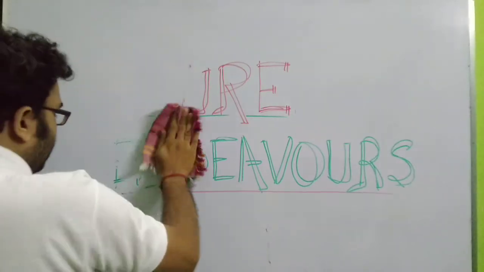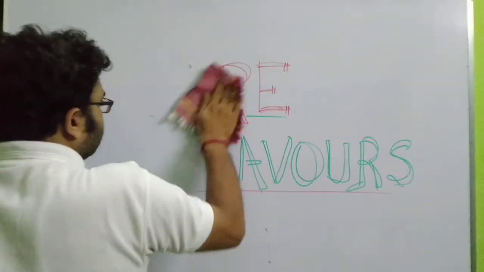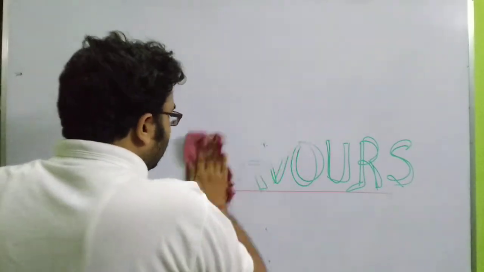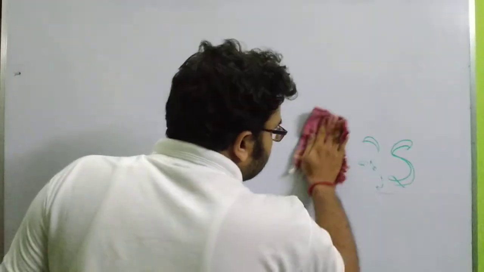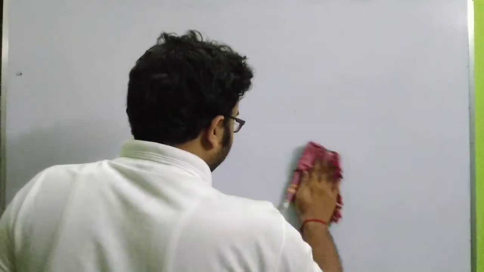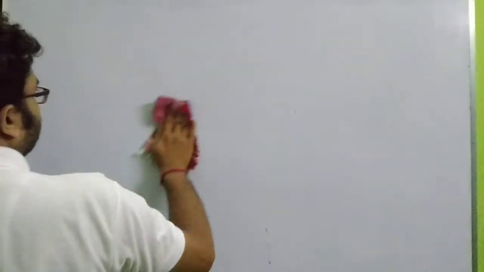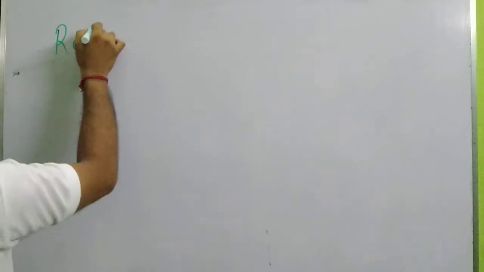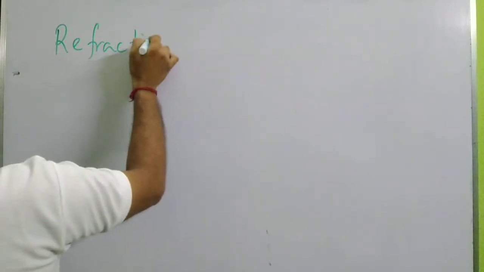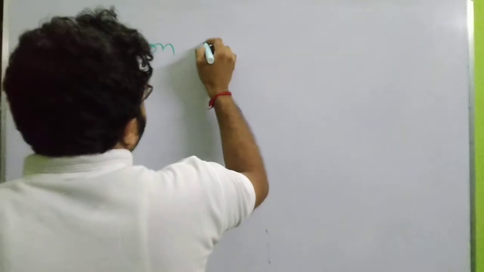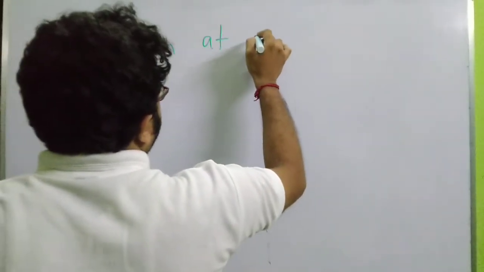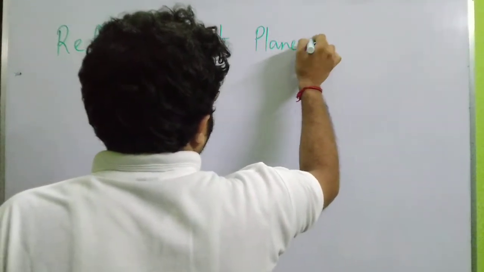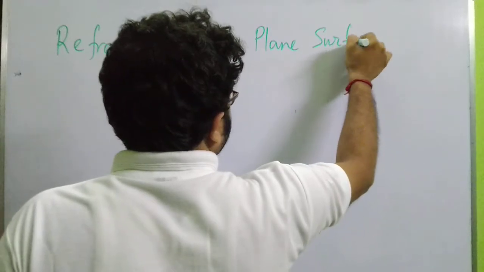Okay. So all of you have read about reflection to some extent in class 9, I think so, and considering that you already have a brief idea about reflection, we will be moving on to the chapter called refraction. So today we will be starting refraction of light. Rather, you can say that this chapter is mainly concentrated on refraction at plane surfaces. Refraction at plane surfaces. Okay.